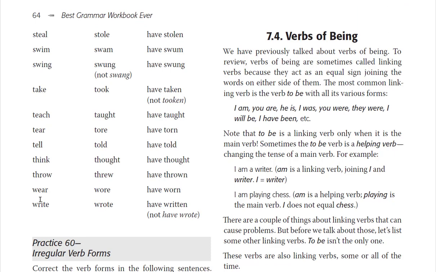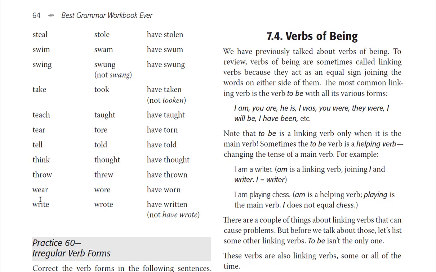Verbs of being. We have previously talked about verbs of being. To review, verbs of being are sometimes called linking verbs because they act as an equal sign, joining the words on either side of them. The most common linking verb is the verb to be. Note that to be is a linking verb only when it is the main verb. Sometimes the verb to be is a helping verb, changing the tense of a main verb.